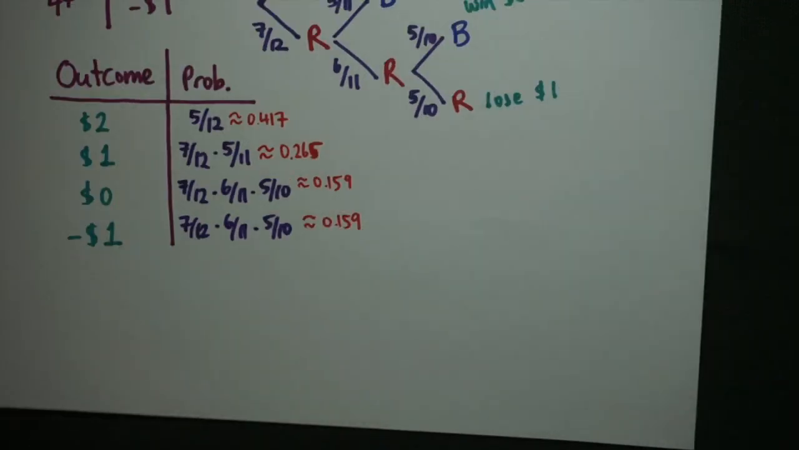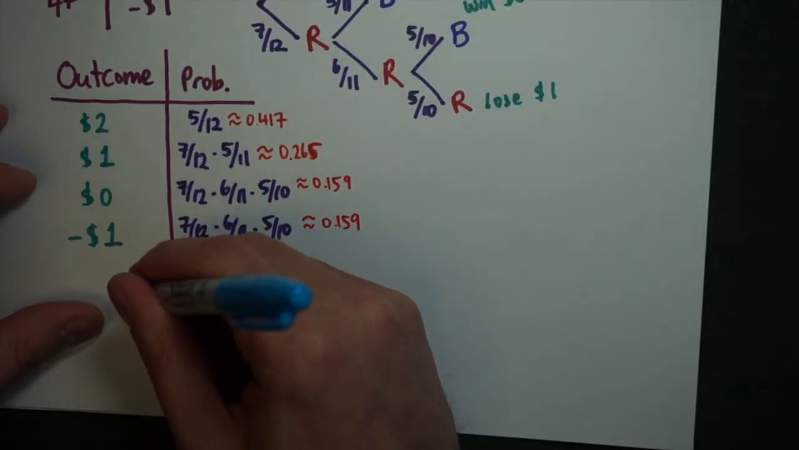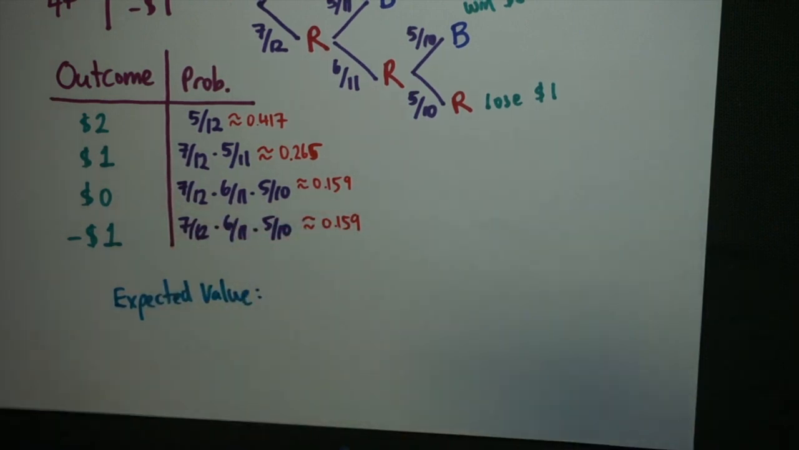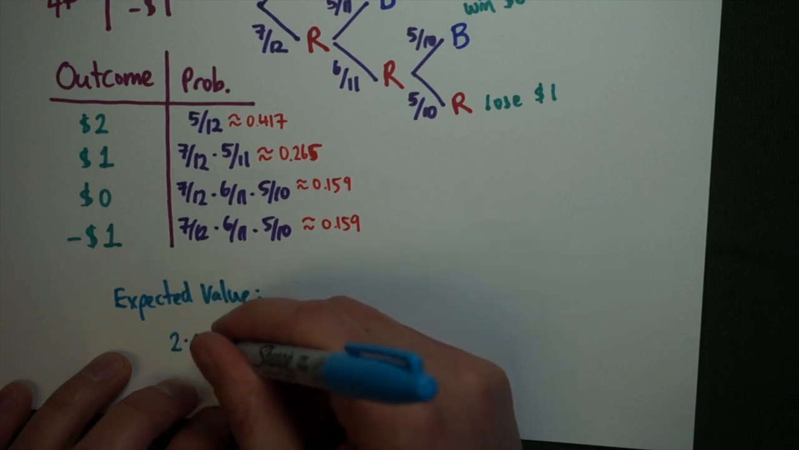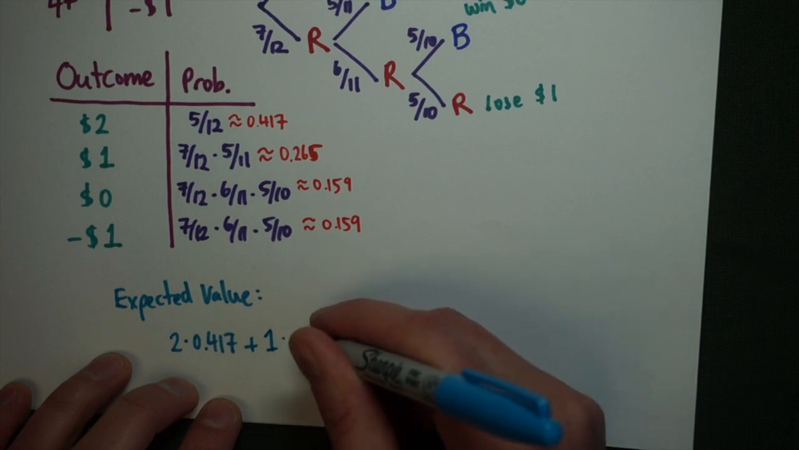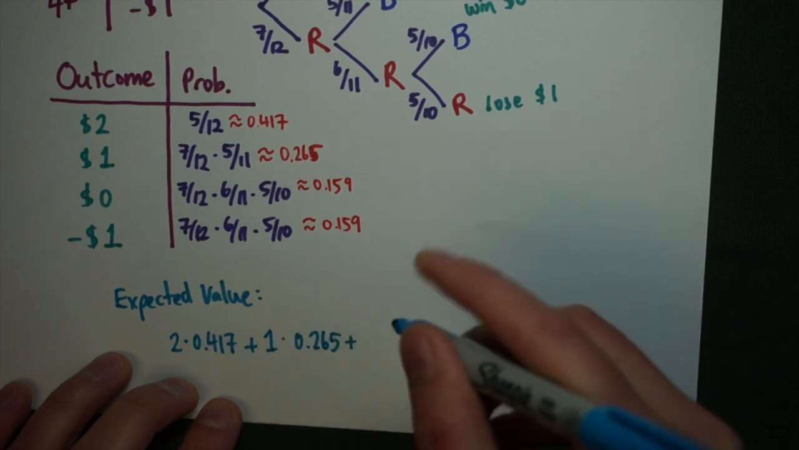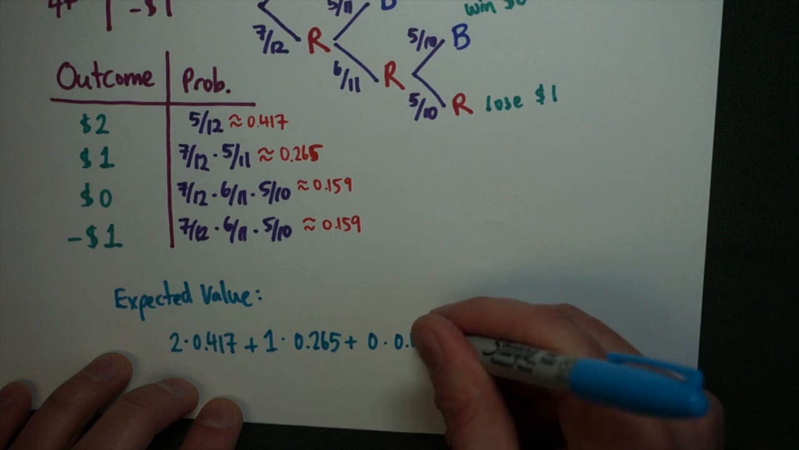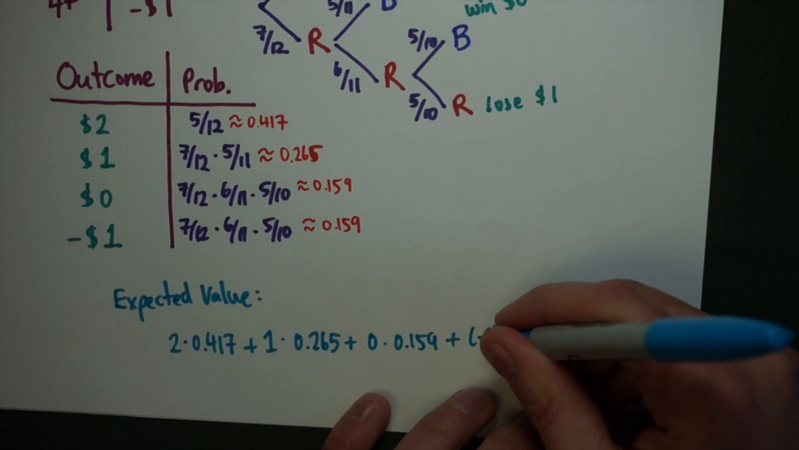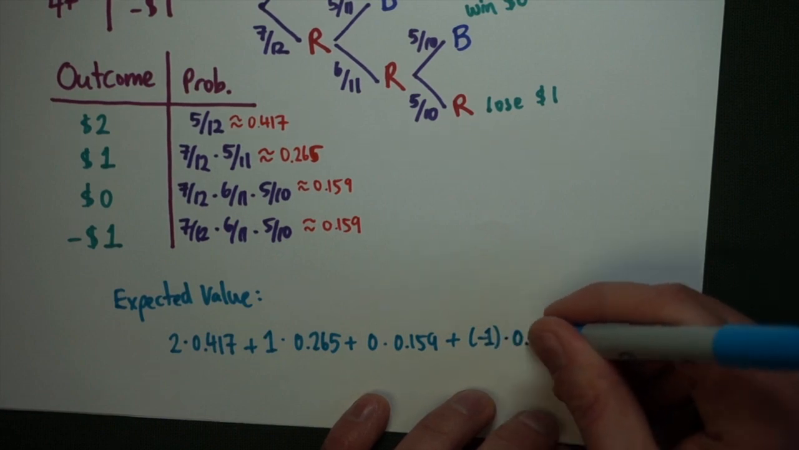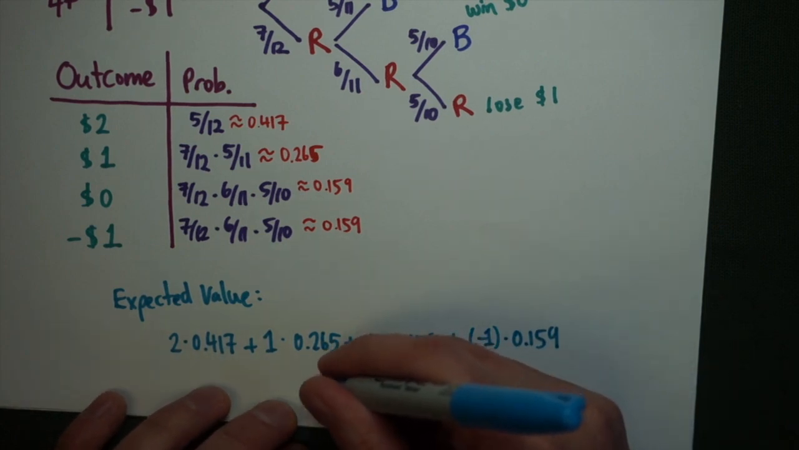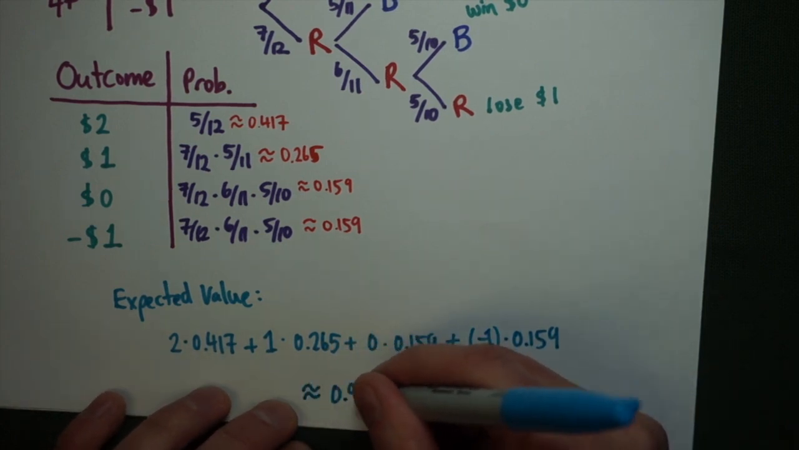So to find the expected value, we just multiply each of the outcomes by each of their probabilities. The expected value of this particular experiment will be $2 times the 0.417 plus $1 times the 0.265 plus $0 times the 0.159, and 0 times anything is 0, so that term's going to disappear, and then plus negative $1, so we're going to subtract this part, times the 0.159. When we multiply these out and add them together, or subtract in the last case, we get 0.94.